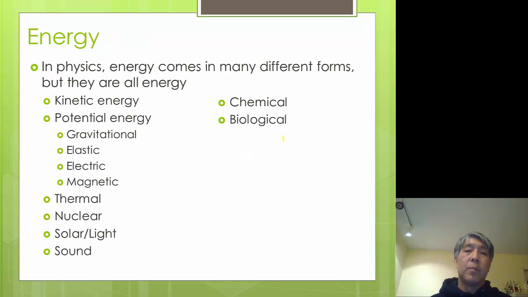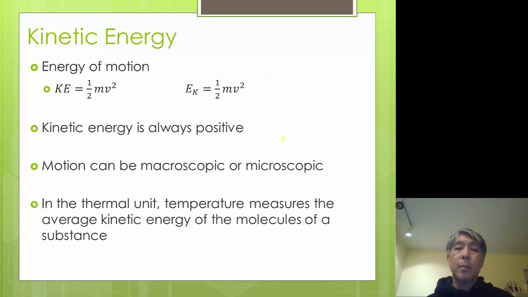Okay. So, in physics, energy comes in many different forms. We're going to be working with the various forms on the left-hand side. We don't really touch that much on the chemical, biological aspects of energy. But we will definitely be talking about kinetic and potential energy. And in topic 3, we'll touch on thermal. We have the nuclear, solar, and sound energy. All of these different kinds of energy we will be looking at some point.